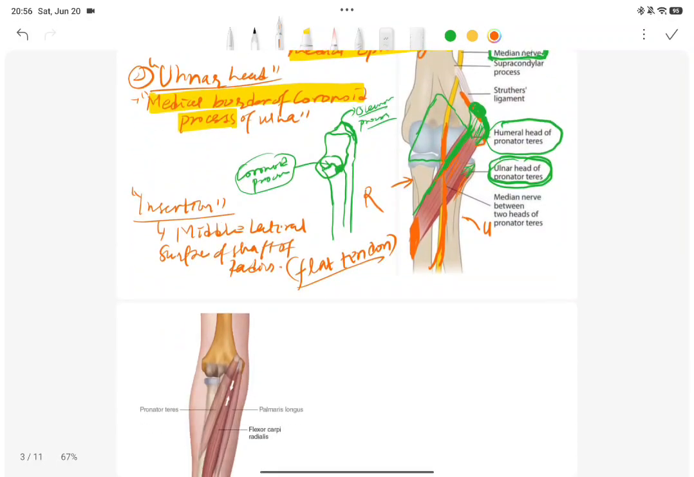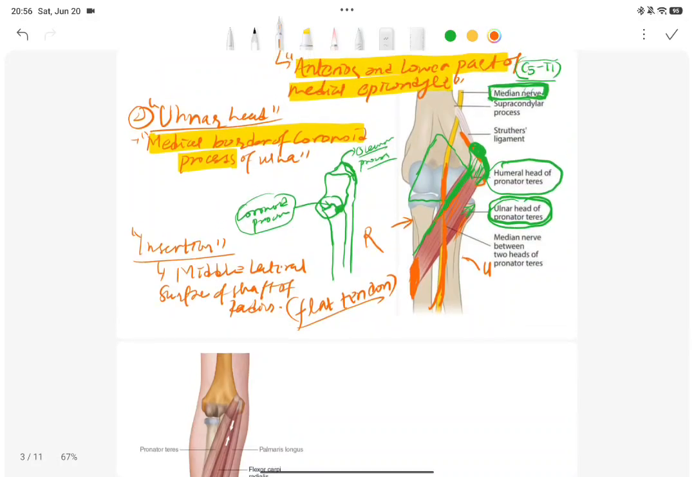Regarding the nerve supply of the pronator teres, I have already mentioned it: there is a median nerve in between the two heads, the humeral head and the ulnar head, of the pronator teres. It is supplied by the median nerve, right? The nerve supply is the median nerve.